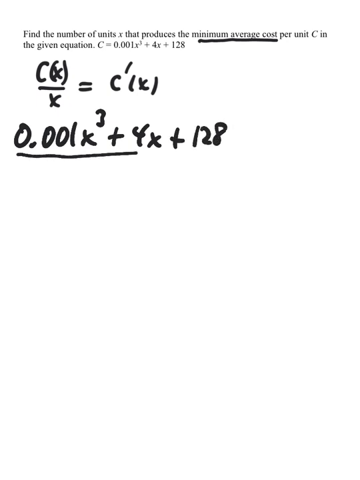For the function given, we have C(x), and we're going to recopy that original cost function. Divide by x. And we're going to set that equal to the derivative, which is 0.003x squared plus 4.